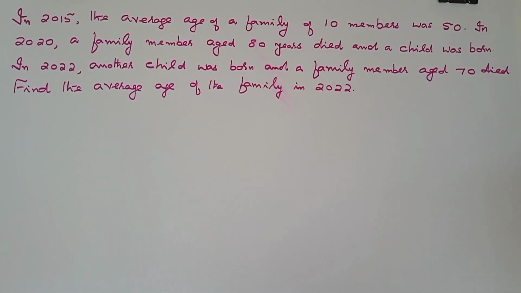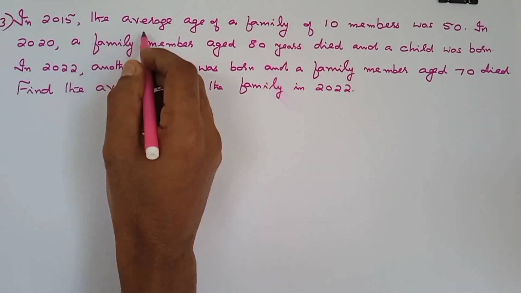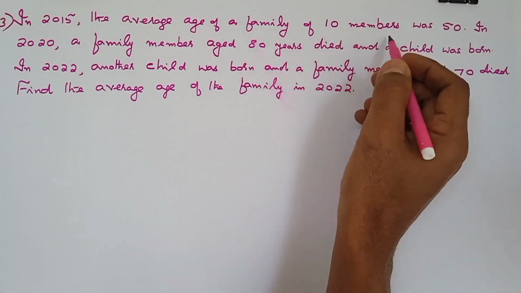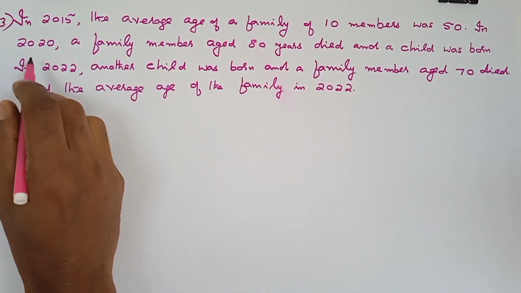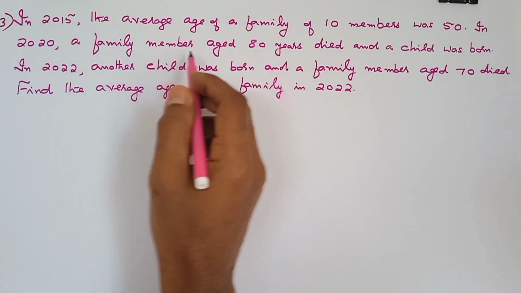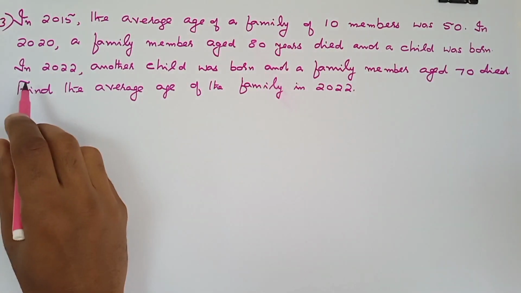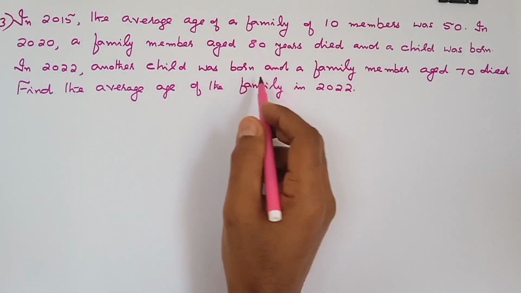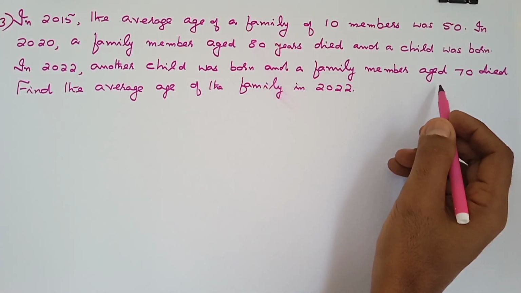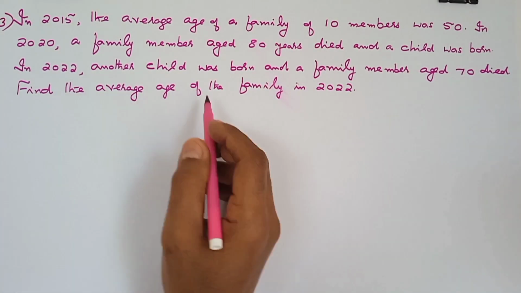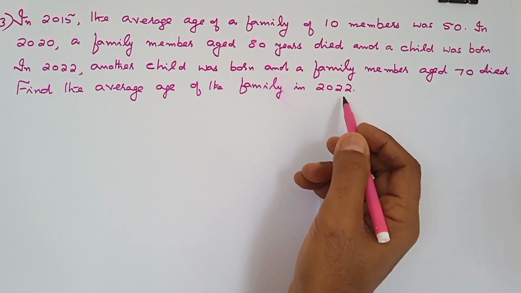We will do one more problem before winding up today's session. The third problem is this. In 2015, the average age of a family of 10 members was 50. In 2020, a family member aged 8 years died and a child was born. In 2022, another child was born and a family member aged 70 died. Find the average age of the family in 2022.